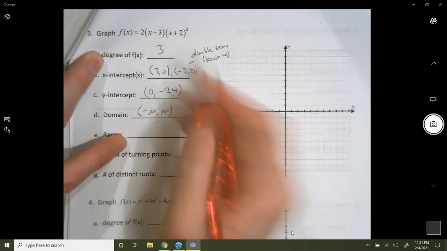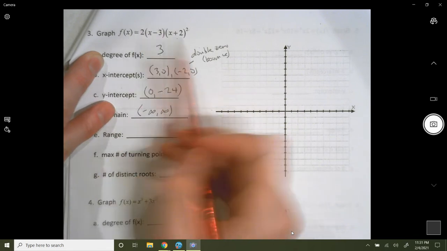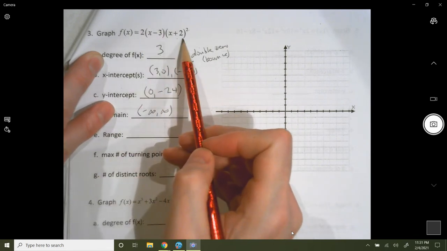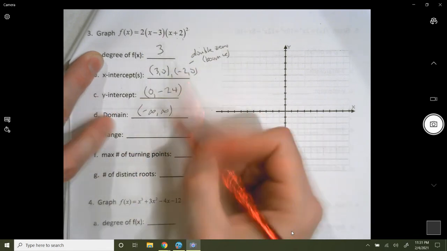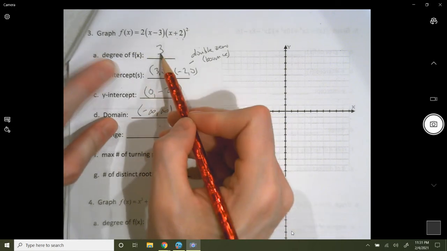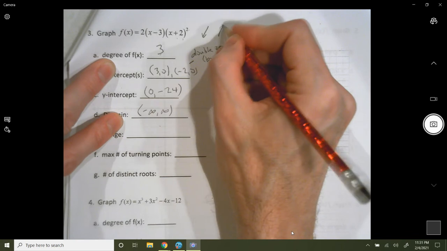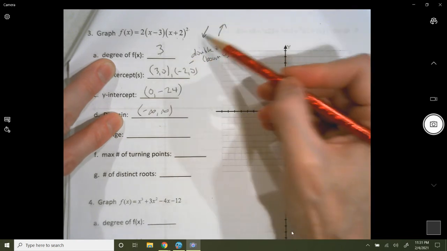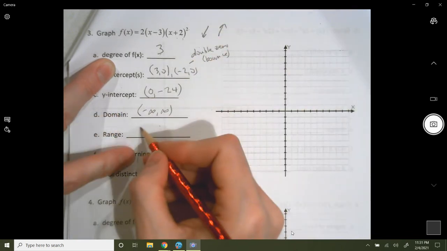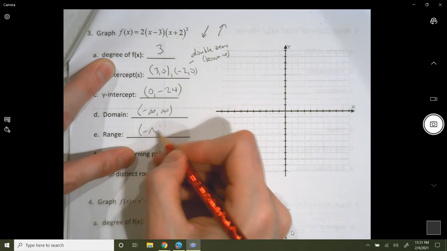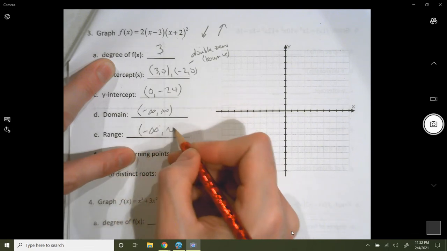Spoiler alert: for these polynomial functions, your domain is always all real numbers. Now your range, that's going to depend. My degree is 3. My lead coefficient's positive, so my end behavior is down and up. So if your end behavior is in different directions, you know that it's going to hit every y value, and your range is going to be all real numbers also.